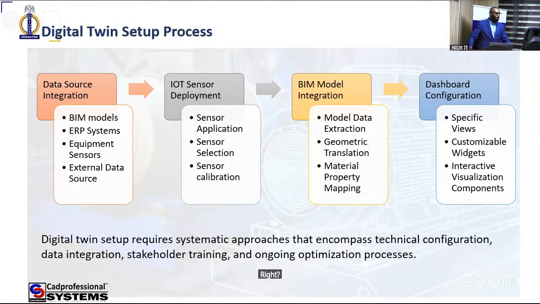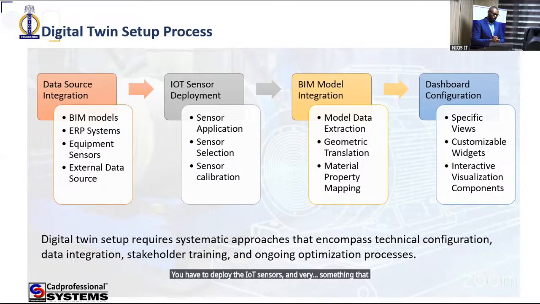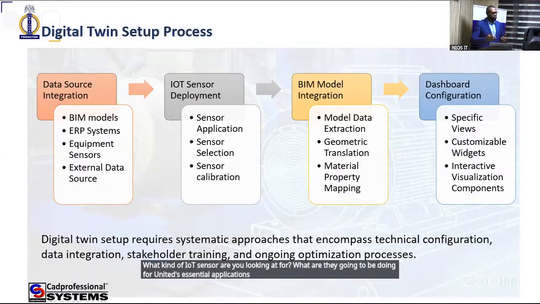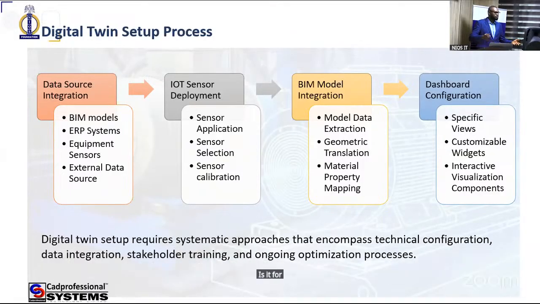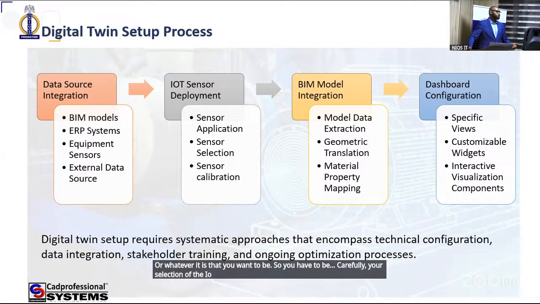Then we have to talk about the IoT sensors. You have to deploy the IoT sensors. And something that is very important to note when you are talking about IoT sensors is what kind of IoT sensors are you looking for? What are they going to be doing for you? That's the sensor applications. Is it for heat? Is it for cold temperature? Or is it for light sensitivity? Or whatever it is that you want. So you have to be careful in your selection of the IoT sensors because you need to choose the one that will do exactly what you want it to do.